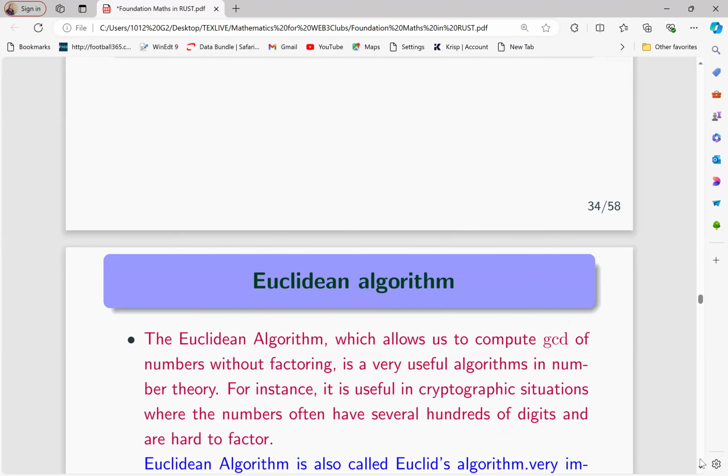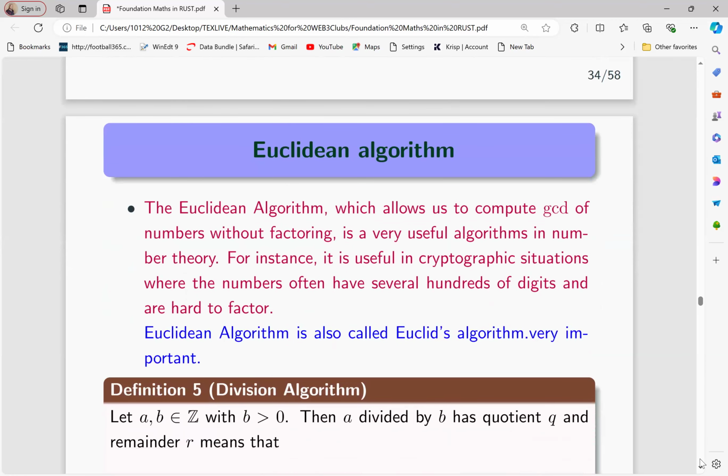But before that, we have to see how we do it manually, just one or two examples on how to do it manually, and then how to do it in Rust. Of course, when you understand how it's done manually, you can now understand how to write the Rust code.